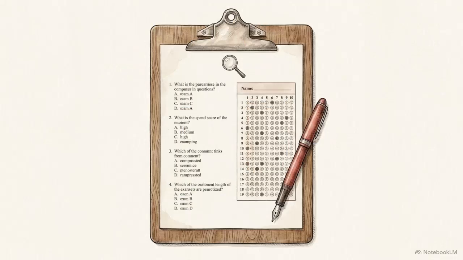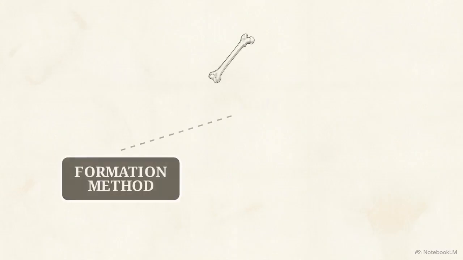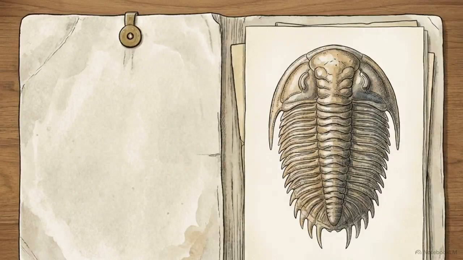Success on a life science board exam requires a precise categorization of these findings. You must identify exactly how these structures formed and what specific type of evolution they demonstrate. Our first category is paleontology.